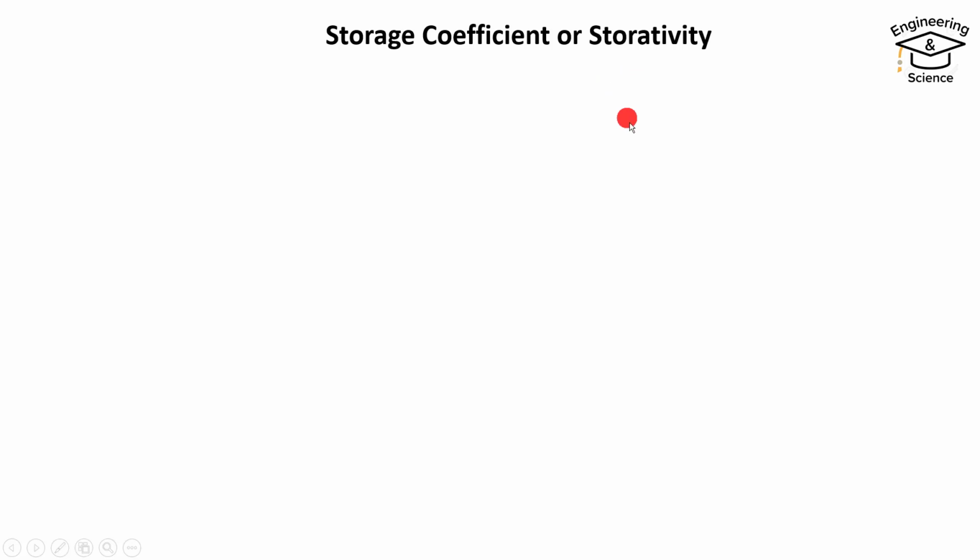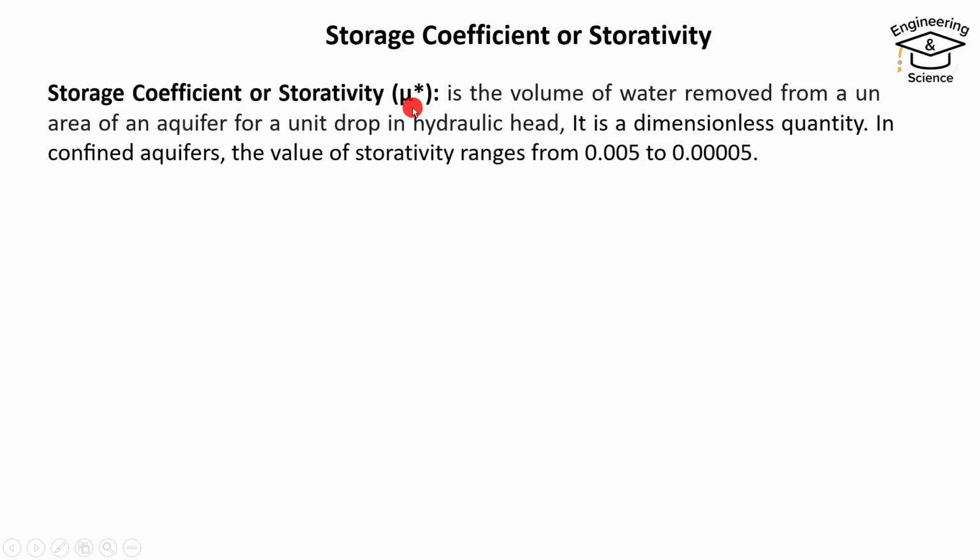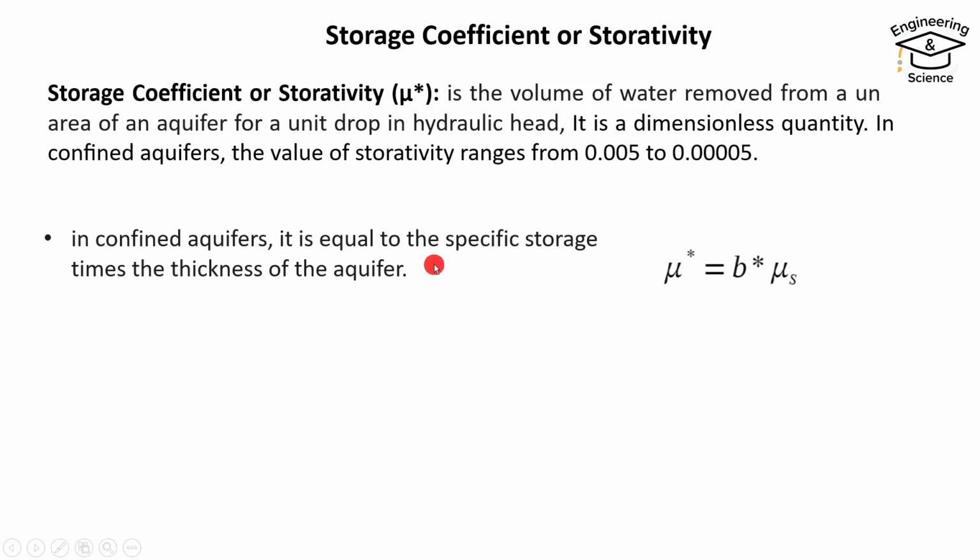Storage coefficient or storativity. The storage coefficient, whose symbol is mu star, is the volume of water removed from a unit area of an aquifer for a unit drop in hydraulic head. It is a dimensionless quantity. In a confined aquifer, the value of storativity ranges from 0.005 to 0.0005. In a confined aquifer, it's equal to the specific storage times the thickness of the aquifer.